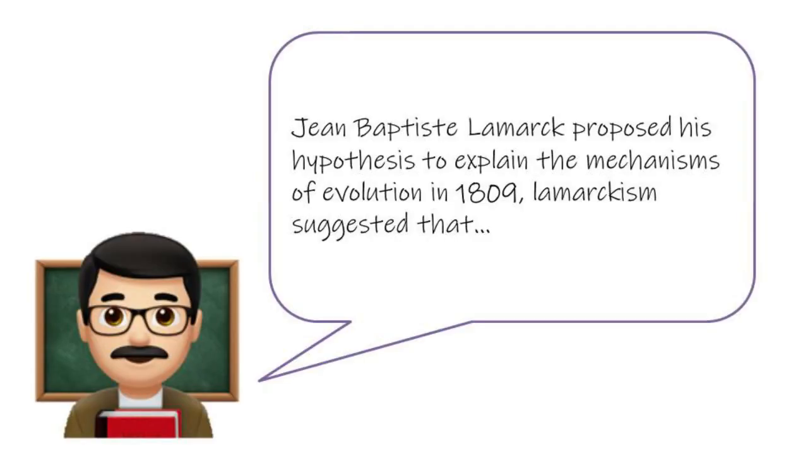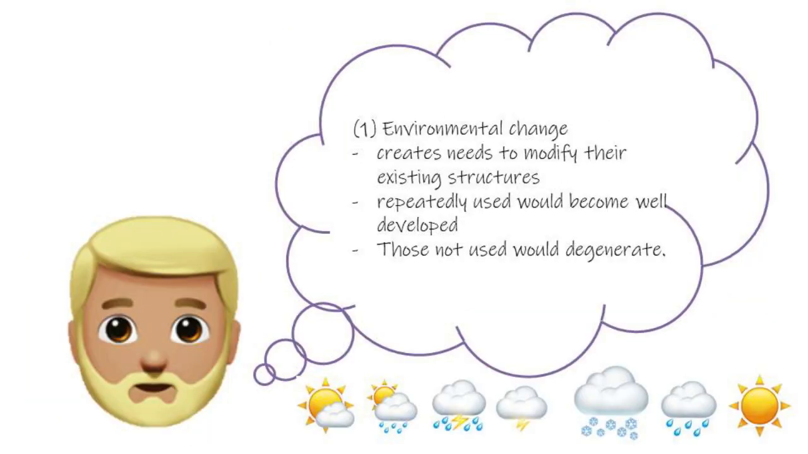When we talk about evolution, there are 2 schools of thought for the mechanism of evolution: Lamarck's theory, known as Lamarckism, and Darwin's theory, or Darwinism. Jean-Baptiste Lamarck proposed his hypothesis to explain the mechanisms of evolution in 1809. Lamarckism suggests that, first, environmental change creates needs that cause organisms to modify their existing structures to meet these needs, meaning to adapt to changes by modifying their body structure.